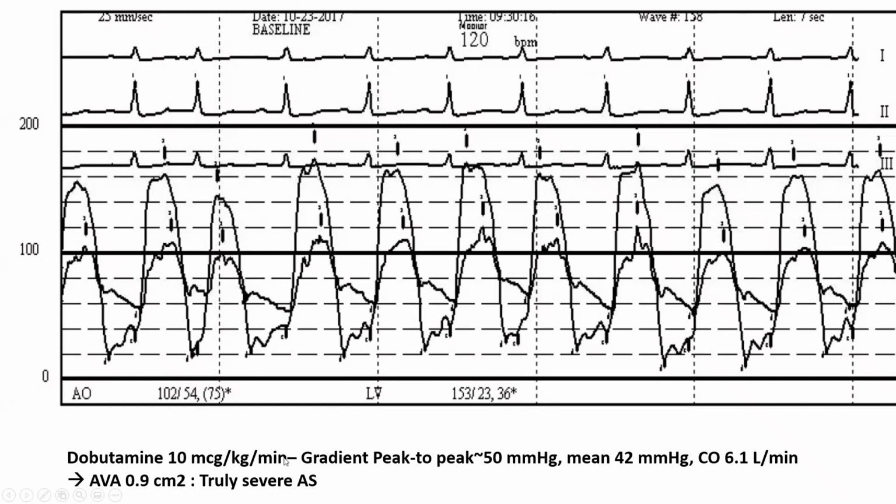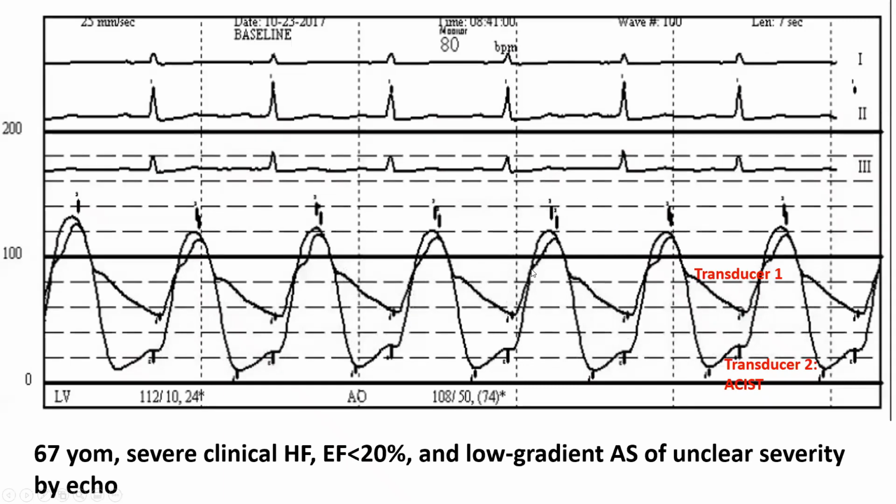So at 10 micrograms per kilogram per minute, our gradient went up to over 40, while our aortic valve area remained less than 1, or especially less than 1.2. If your gradient goes up to more than 40, even if your valve area goes up but stays less than 1.2, it is a truly severe AS. So that was a truly severe AS that could have been totally missed had we stopped on the first recording.